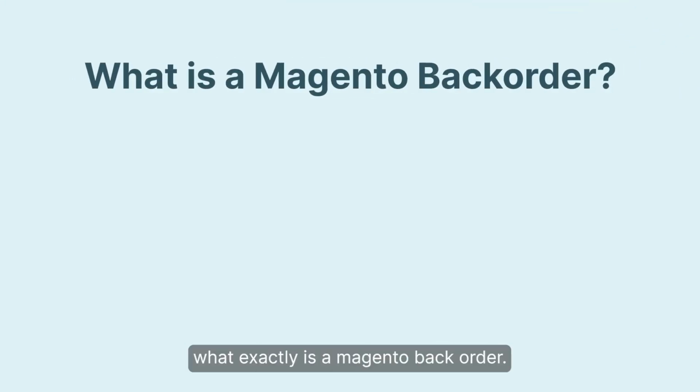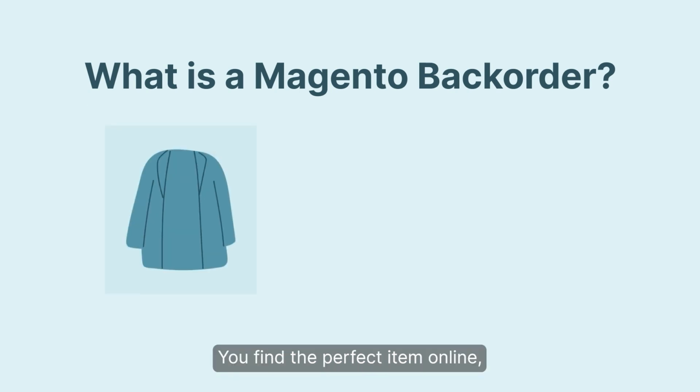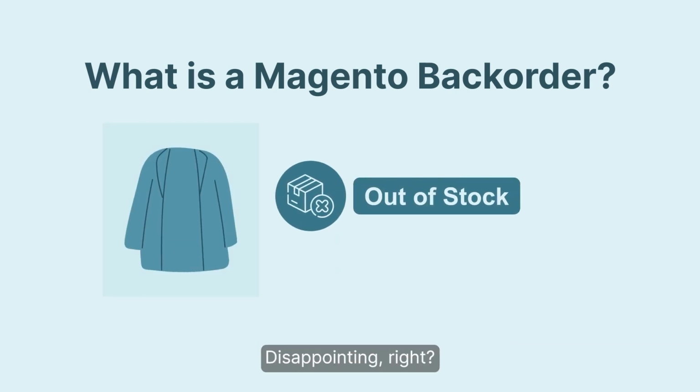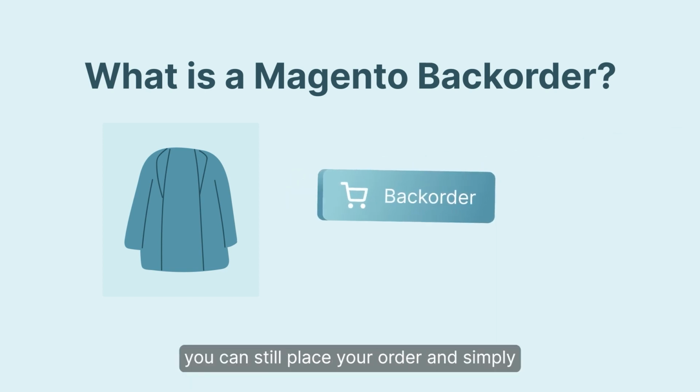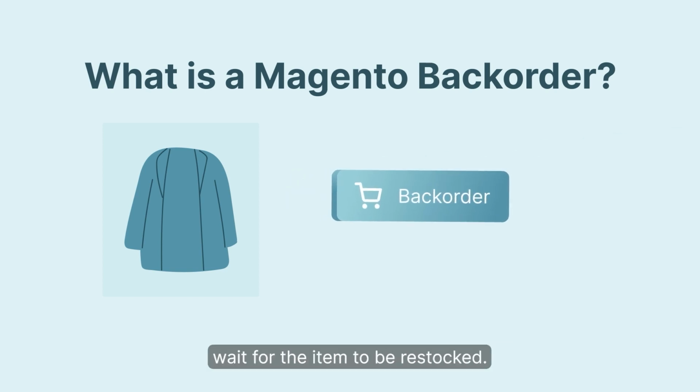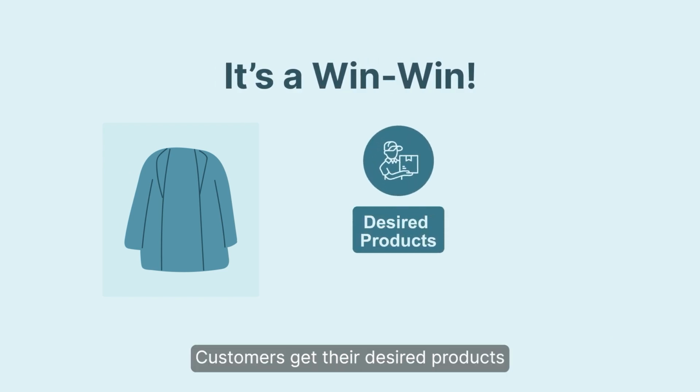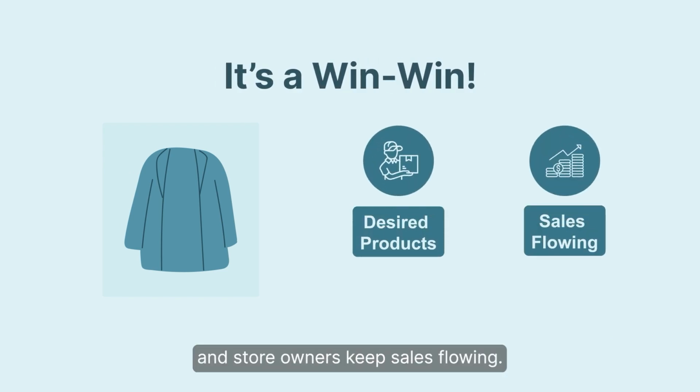First, let's cover what exactly is a Magento backorder. Picture this. You find the perfect item online, but it's out of stock. Disappointing, right? With backorders, you can still place your order and simply wait for the item to be restocked. It's a win-win. Customers get their desired products and store owners keep sales flowing.